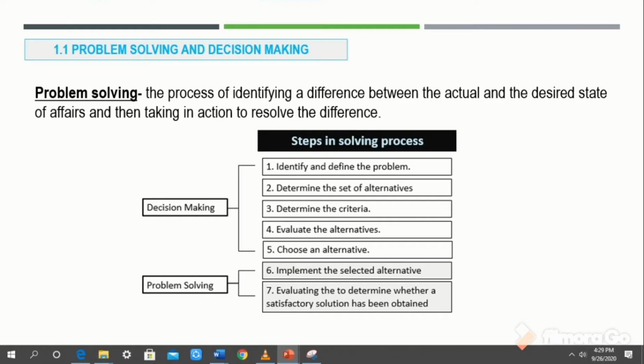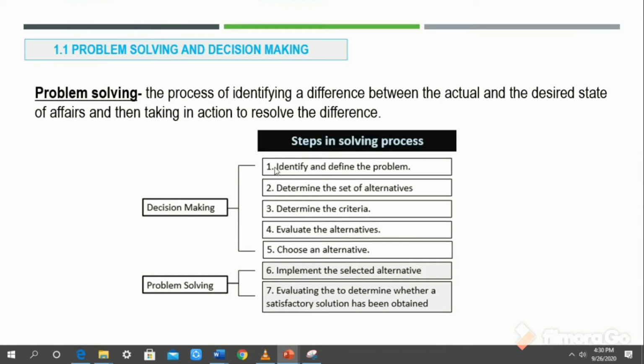Problem solving is the process of identifying a difference between the actual and the desired state of affairs and then taking action to resolve the difference. Of course, that's problem solving. Now, in cases like solving problems in a company, for example, it is important to justify the time and effort of careful analysis. Otherwise, it would create much greater trouble, which might get out of hand. So, in solving problems, we must follow these 7 steps.